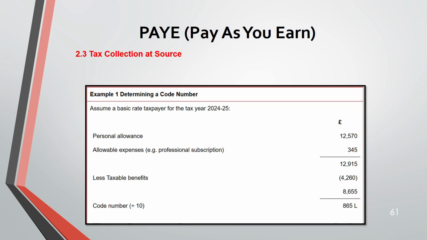So now let us do this example 1 to determine the code number. Your personal allowance, you add your expenses. Remember both are allowances. So you add, and you deduct your taxable benefit.